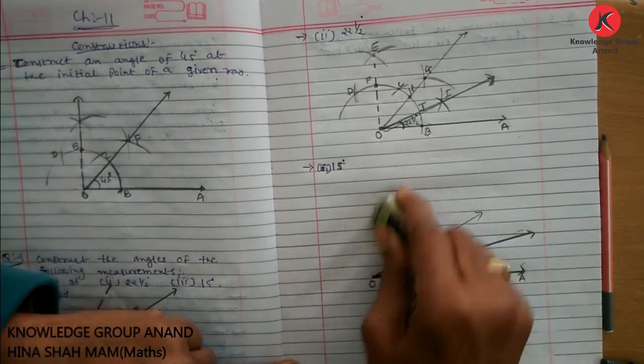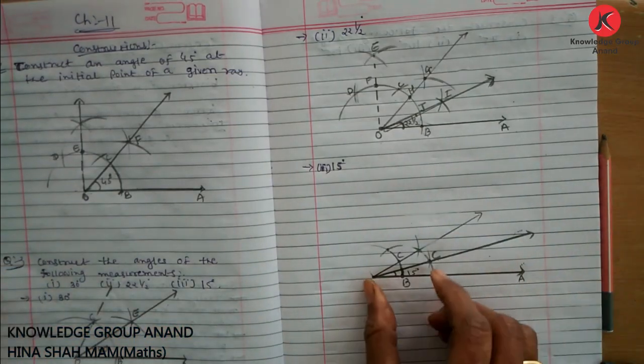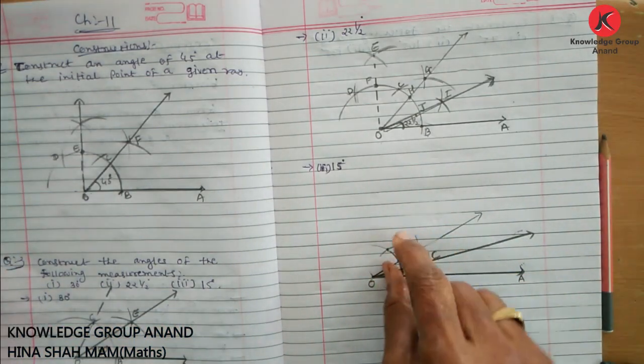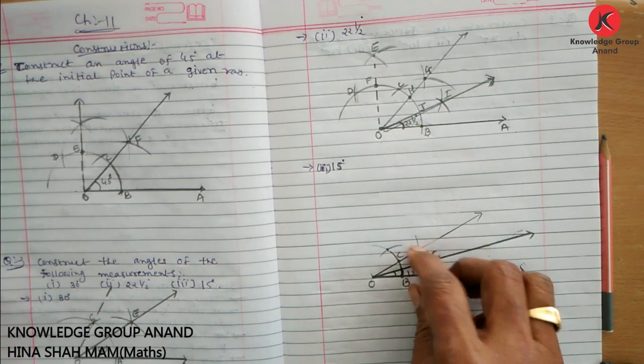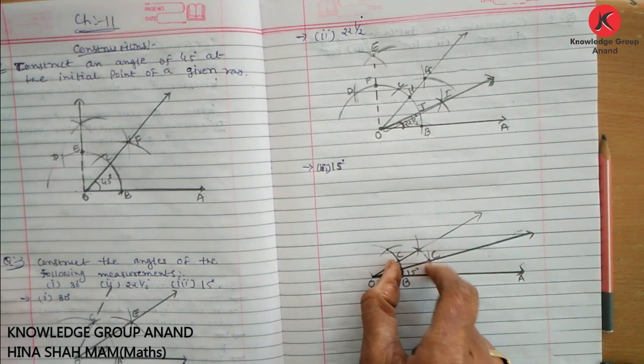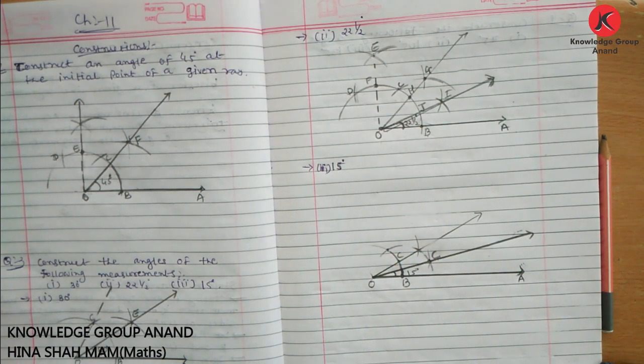Now, first we draw an angle of 60, then the bisector of angle 60 is 30, then the bisector of angle 30 is 15 degrees.